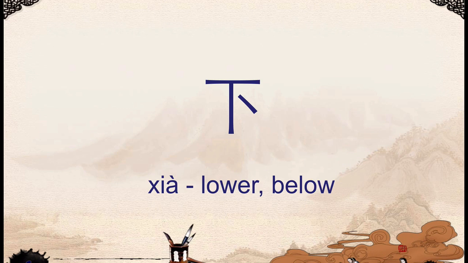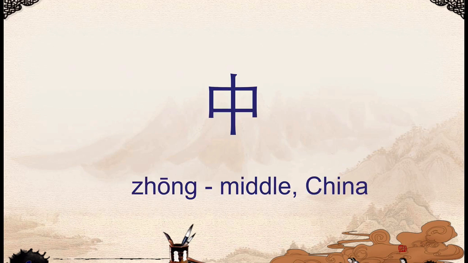So this is 下. And as you can see, you've got the same reference line at the top, and then you've got two strokes below this, and this represents below or lower. What other 指示字 have we got in this category? We've also got 中, which means middle, and it also means China, because the word for China in Chinese is 中国, which means the middle kingdom, or the kingdom in the middle, in the center of the world.